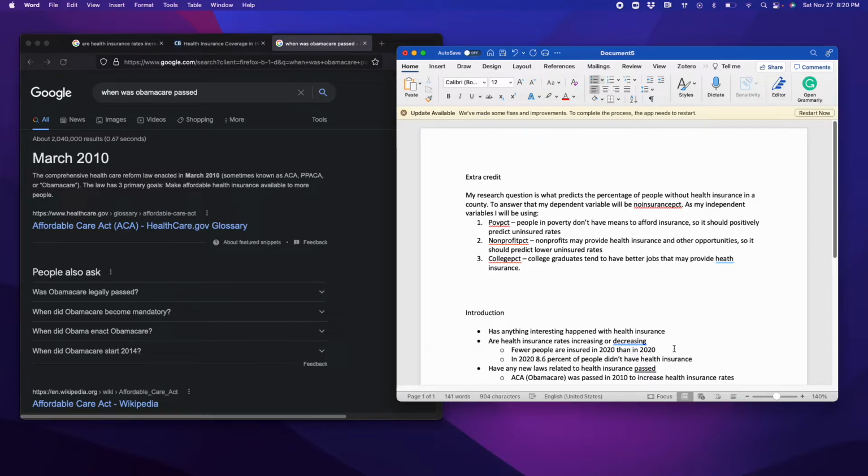Is there anything interesting about health insurance? Well, one thing that might be notable is the United States is the only developed Western country without national health insurance.